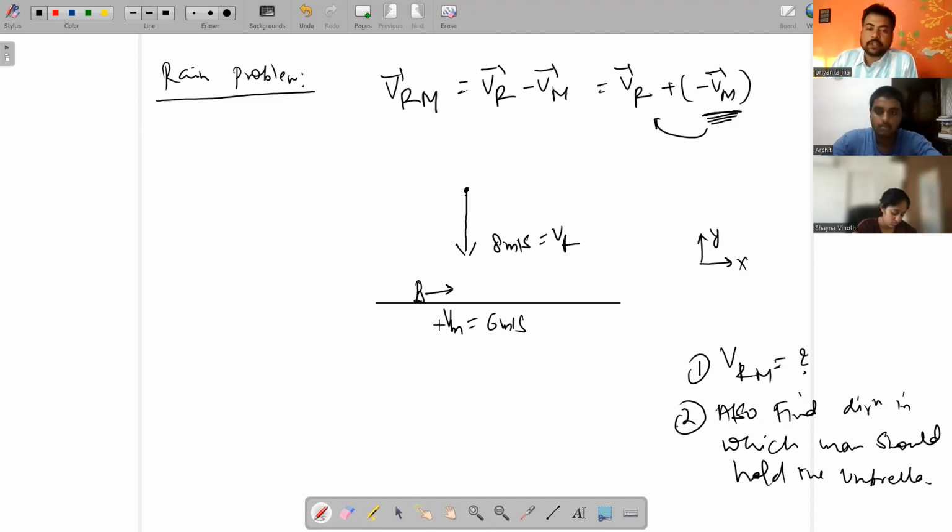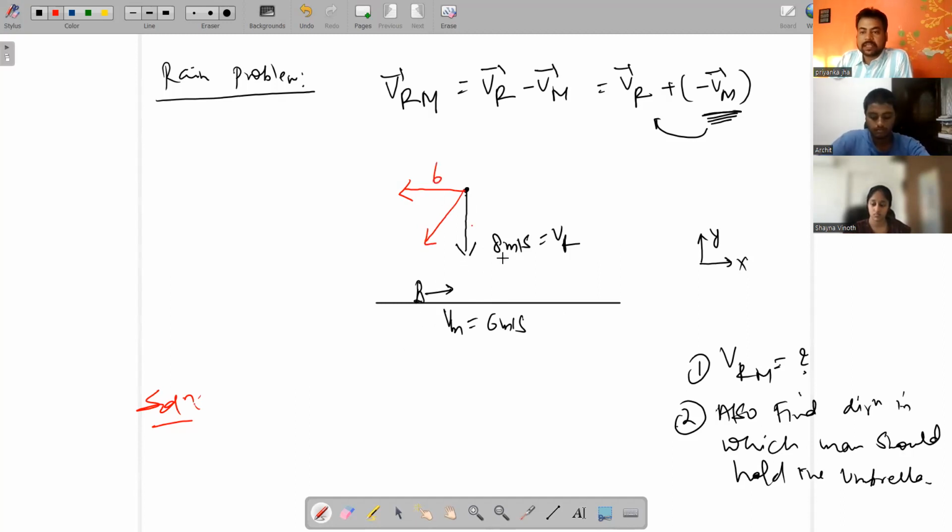See, the man is also moving. So now we'll analyze the situation with respect to the man. So we'll bring this man to rest. What will happen? We have to add the velocity of man to the velocity of rain in reverse direction, because the man is moving towards the right. So you just have to do the reverse of this velocity and add it here. So net velocity will be in this direction, right?